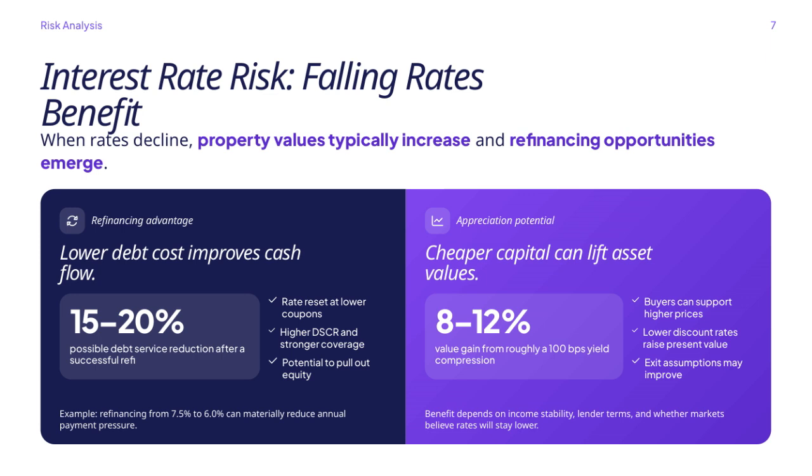For example, refinancing from a 7.5% rate down to 6% can significantly reduce the annual debt service payments, easing payment pressure. This reduction in debt costs can boost the debt service coverage ratio, offering stronger coverage and even potential to pull out equity. Cheaper capital also supports higher asset values, as buyers are willing to pay more when discount rates are lower. This effect, known as yield compression, can lead to an approximate 8 to 12% value gain.